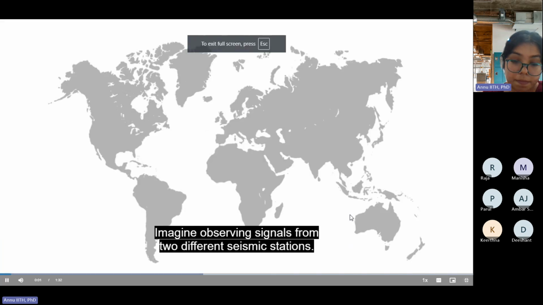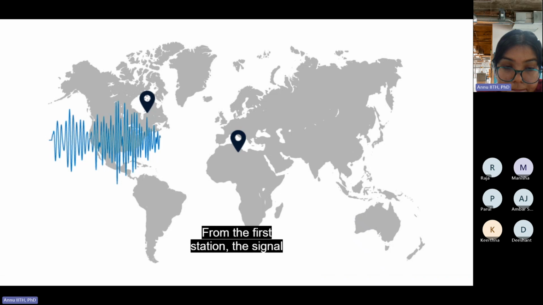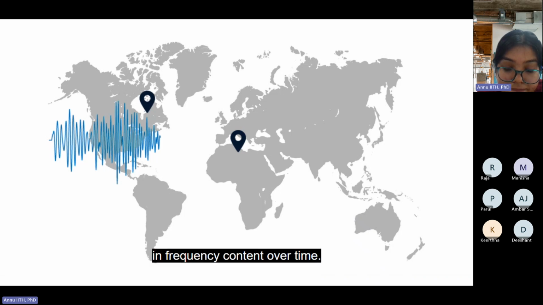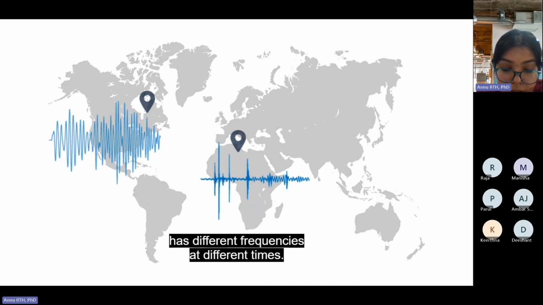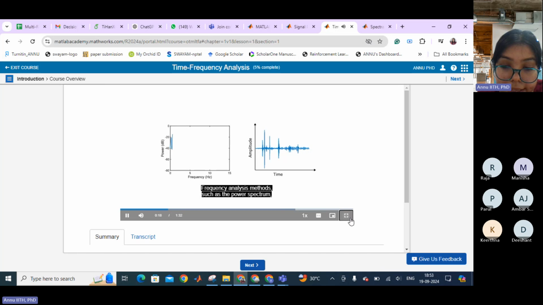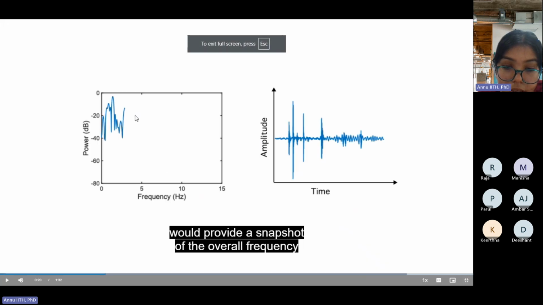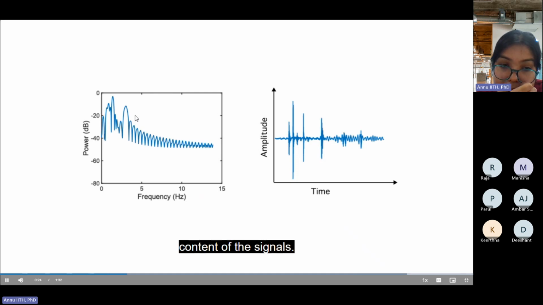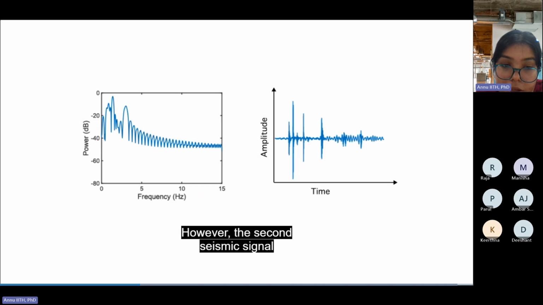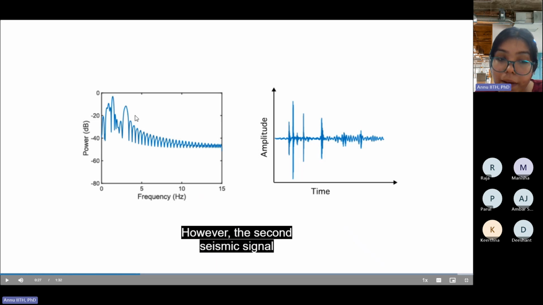Imagine observing signals from two different seismic stations. From the first station, the signal appears consistent, almost uniform in frequency content over time. From the other station, the signal has different frequencies at different times. Frequency analysis methods, such as the power spectrum, would provide a snapshot of the overall frequency content of the signals. This snapshot of the overall power content is nothing but the power spectral density.